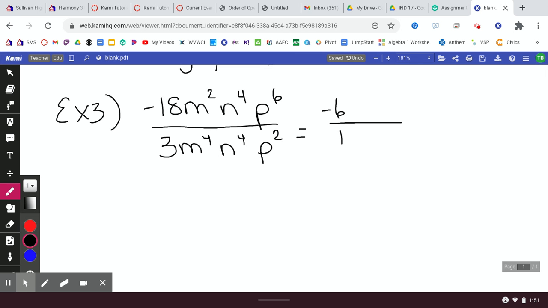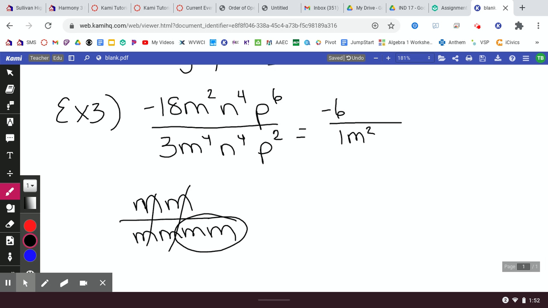Now, where do I have more m's? I have more m's in the bottom, right? I have 2 m's up top, and I have 4 m's in the bottom. So 2 of those m's get canceled out, leaving me how many in the bottom? m to the 2. And the reason it works like this, and I won't do this anymore, I just want to show you, if you have 2 m's up top and 4 m's in the bottom, these 2 cancel out, leaving you with 2 in the bottom. That's the math behind why it works.